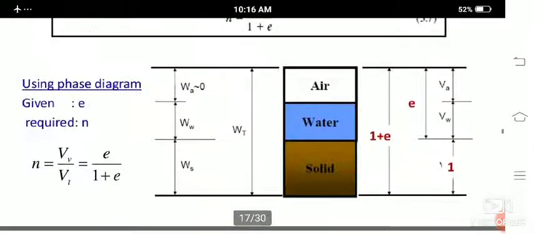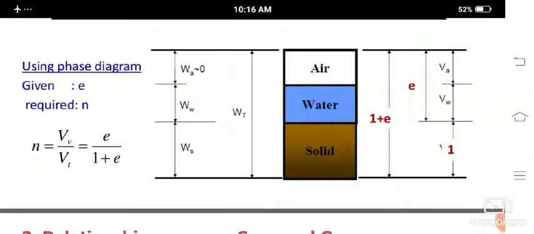And you can see in this diagram, given e, required n, how much void ratio is being taken into consideration. The volume is also taken into consideration, so that V_a plus V_w, that means volume of air and volume of water, is nothing but our void ratio, and we are considering the solid as 1 here, so that the total is 1 plus e. So the relationship is n, the porosity, is equal to e by 1 plus e here.